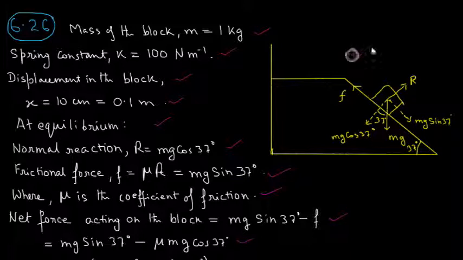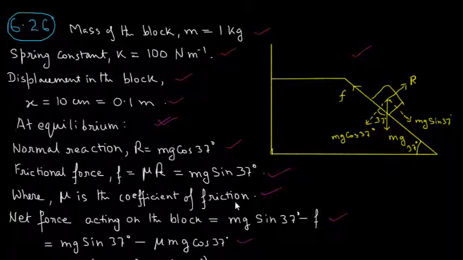So in the free-hand diagram, we can see mg is the force acting downward, which can be resolved into vertical and horizontal components. The component along the incline is mg sine 37 degree, and the component perpendicular to it is mg cos 37 degree, which is equivalent to the reaction force R. Now at equilibrium, normal reaction R is equal to mg cos 37 degree. Frictional force f is equal to mu R, that is mu mg cos 37 degree, where mu is the coefficient of friction.